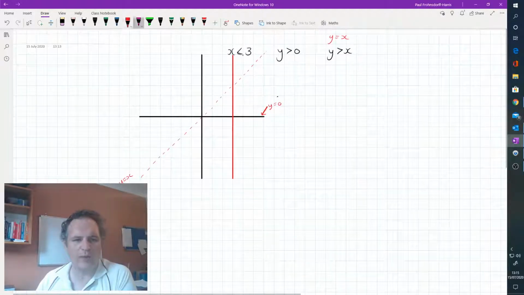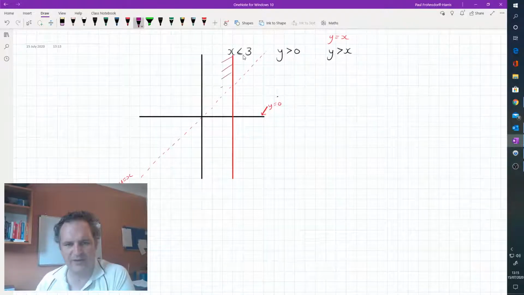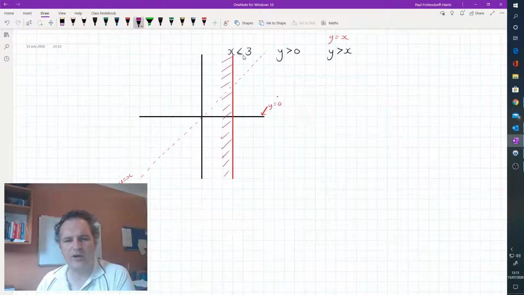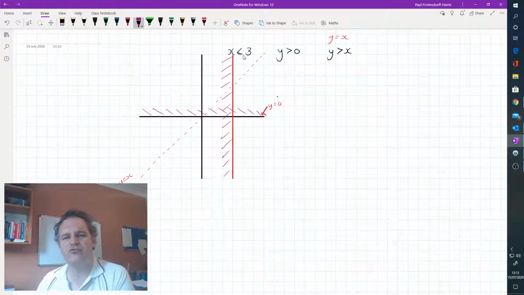So let's look at where we're going to shade. Well, the first thing we did was y is less than or equal to 3. So that's all of these bits here. Then we said y is greater than 0, so we want all of these bits here. Then we want y is greater than x.